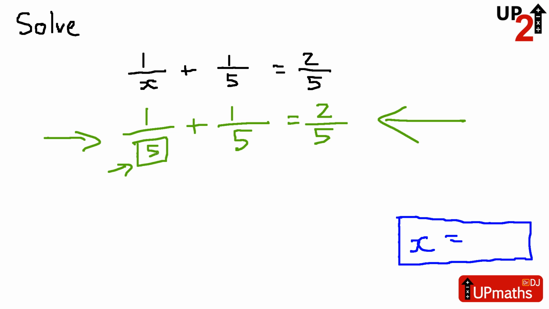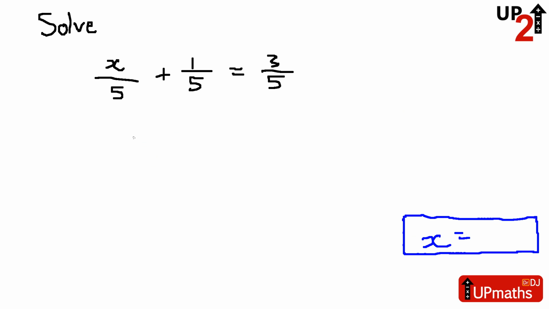Oh wait, that'd be 5. Because a fifth plus a fifth makes 2 fifths. So x equals 5. Let's try the next one. While you're thinking about it, I'm just going to write the box thing again. So we need something to go in the box that makes this number sentence true.